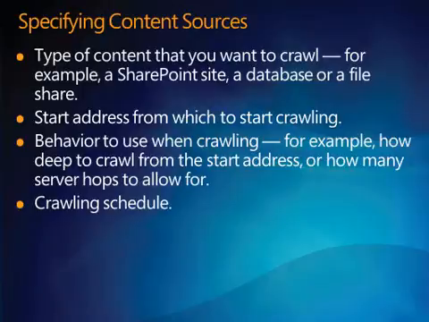Before you can crawl content with the Fast Search connector, you must first determine where the content is and what kind of server the content is hosted on. After this information is collected, you can create one or more content sources that are used to crawl the content. These content sources provide the following information to the Fast Search connector during the crawl: the type of content that you want to crawl, for example, a SharePoint site, a database, or a file share; the start address from which to start crawling; and the behavior to use when crawling, for example, how deep the crawl from the start address is going to go, or how many server hops to allow for. And finally, the crawling schedule.